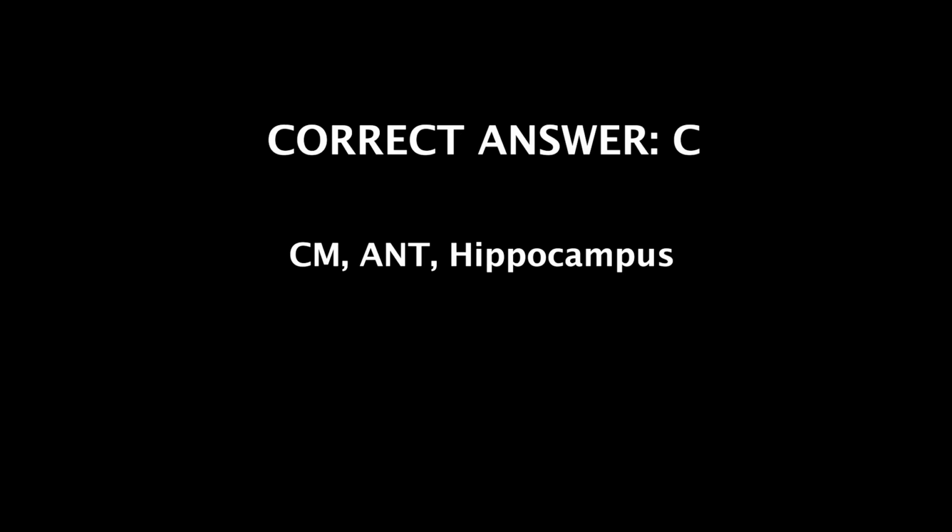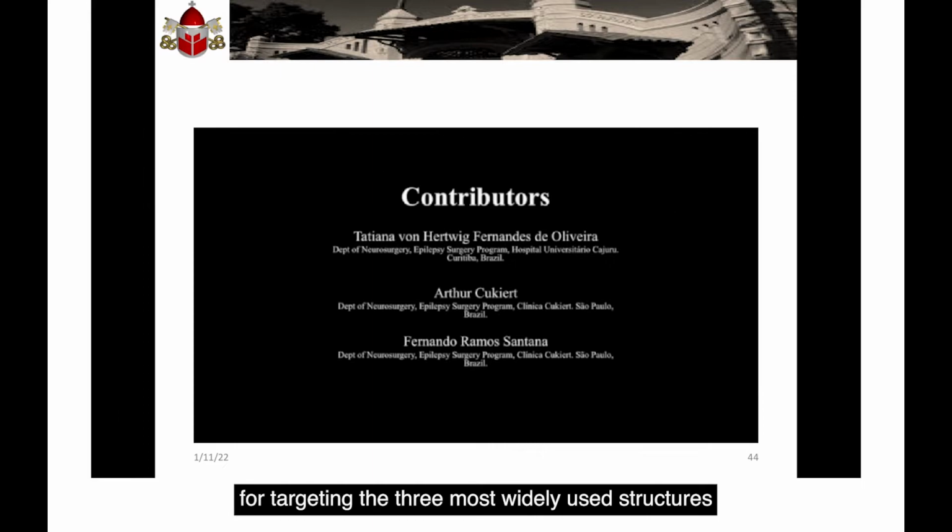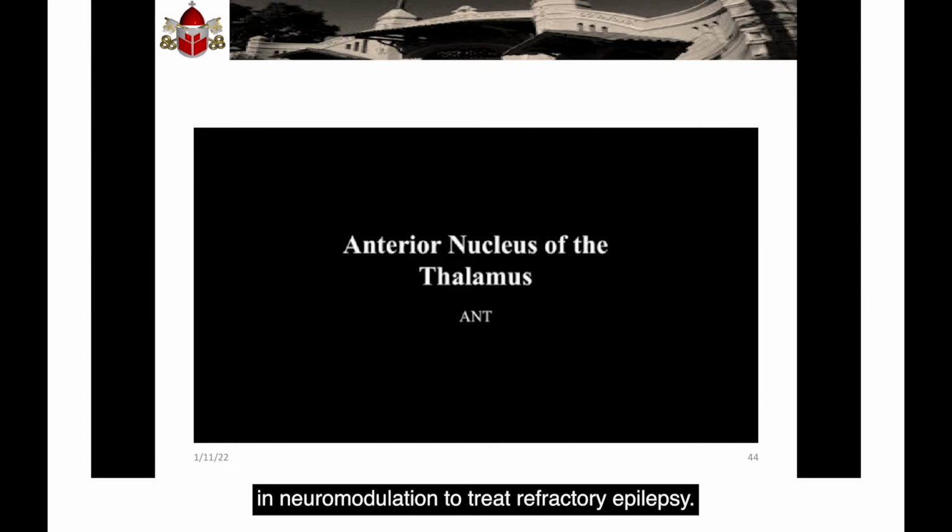and how we do our planning. The next slide will show a video of how we plan for the ANT, the CM, and the hippocampus. This video describes the techniques for targeting the three most widely used structures in neuromodulation to treat refractory epilepsy. Our first target is the anterior nucleus of the thalamus.